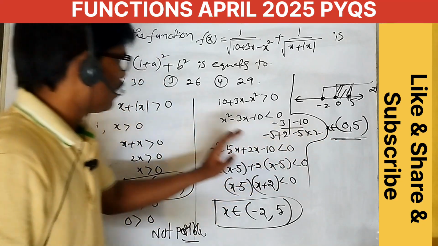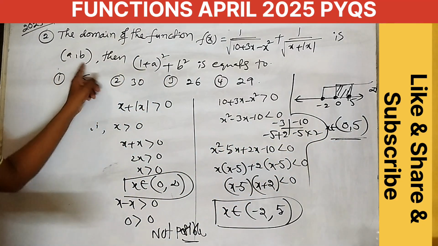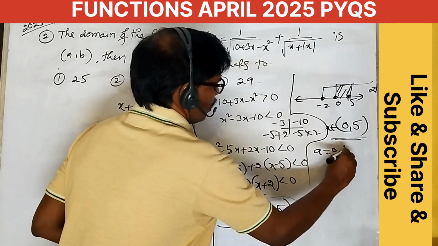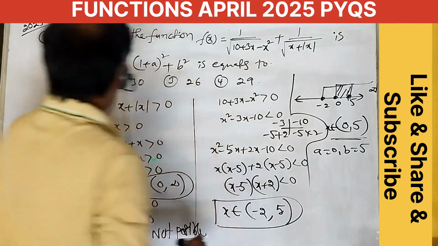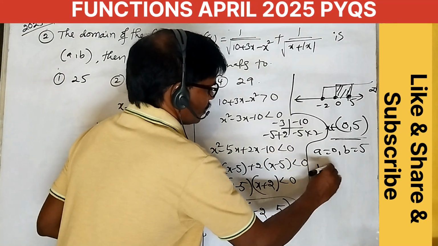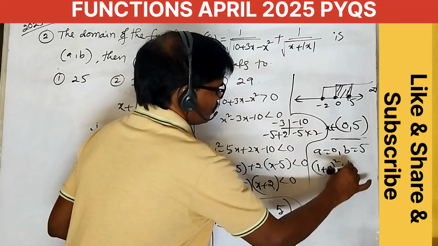What is the question asking? What is a comma b? What is the a value here? A is equal to 0. What is the b value? B is equal to 5. The question asks for the value of 1 plus a whole square plus b square.